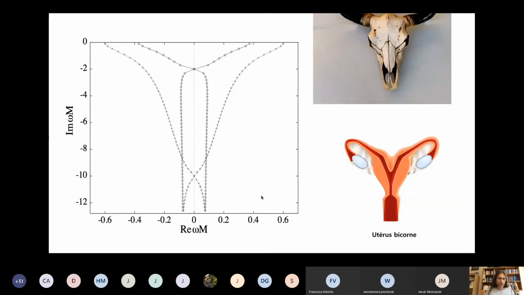They are represented here. And depending on how you are minded, you can think either to a uterus or to a bull skull, but this leads to very nice features, depending on the overtone number which is considered and to the multipolar order of the quasi-normal modes that you consider.